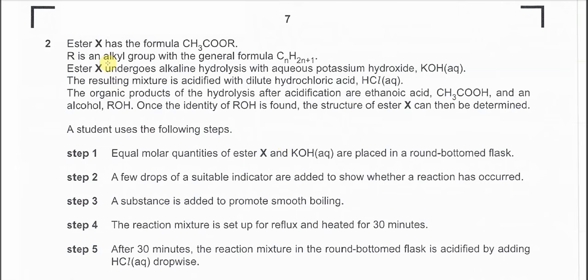Question 2. This question is about the hydrolysis of ester. We have ester X with the formula CH3COOR, where R is an alkyl group. Ester X undergoes alkaline hydrolysis with aqueous potassium hydroxide, and after the hydrolysis the reaction mixture undergoes acidification with HCl, producing ethanoic acid and the alcohol. We need to know the identity of the alcohol, then we can get the structure of X, which we will use with NMR later.